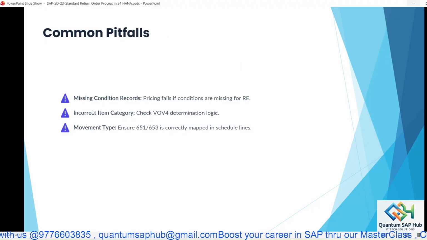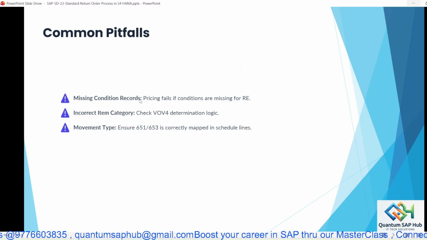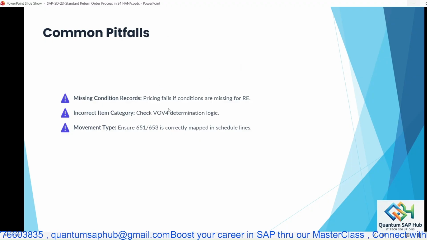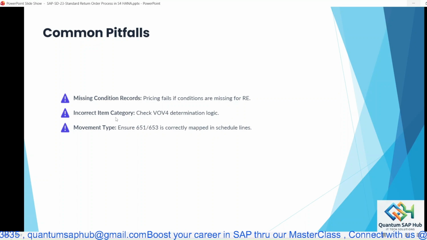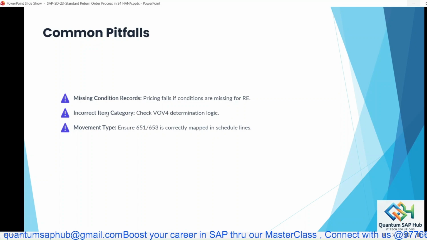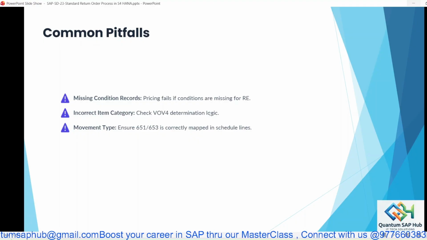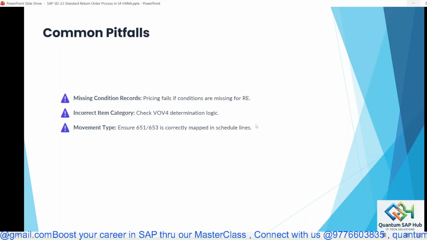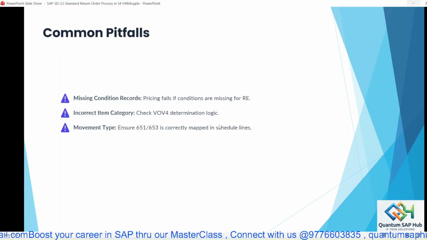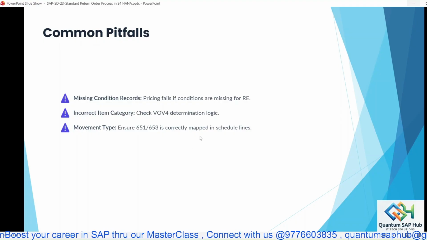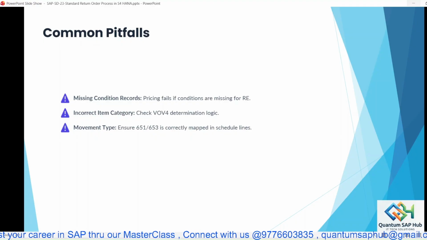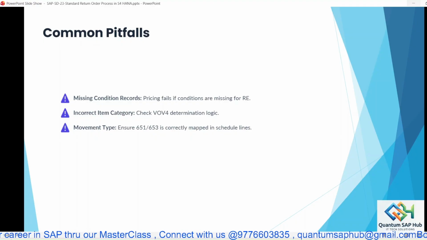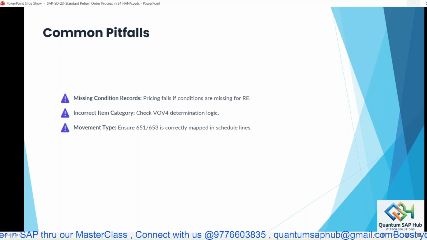Common pitfalls: a missing condition record. If pricing fails, then definitely the pricing conditions are missing. Incorrect item category: check VOV7 for the mapping logic. And your movement type should be mapped correctly, 651 or 653, you will map to the correct type. So we'll see it in SAP now.